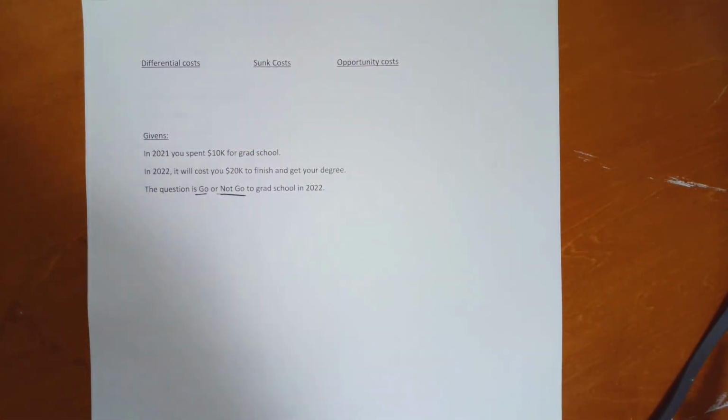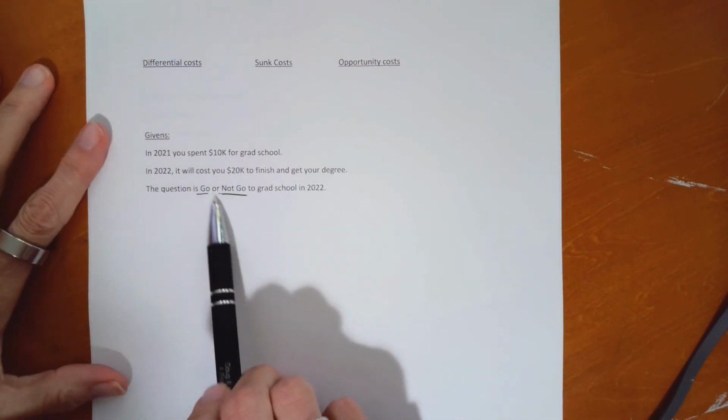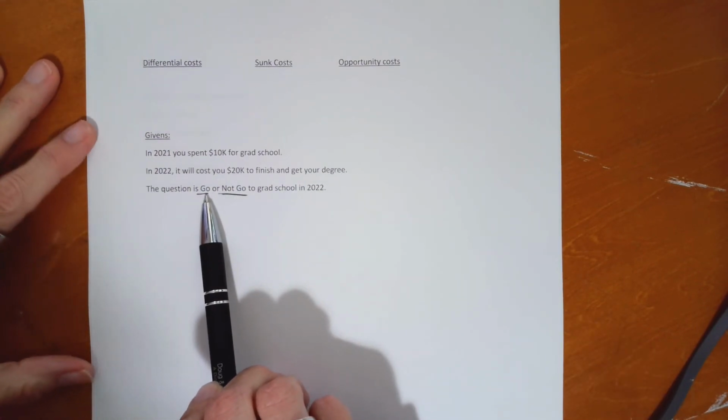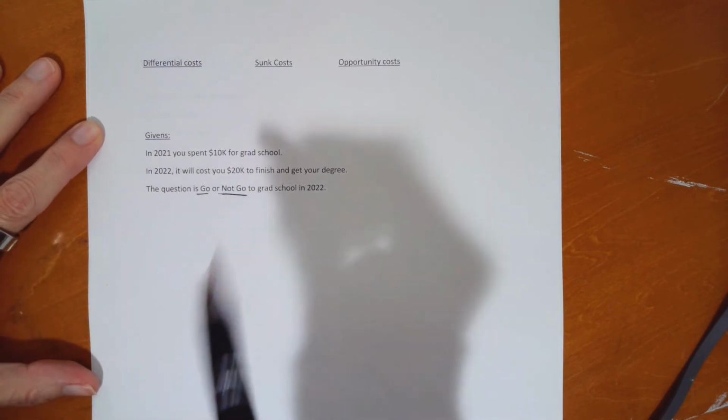Right? The whole point of managerial accounting is to give you the information to make decisions. So differential cost is just what is the difference of the cost based on, in this case, the two decision points, right? So if you go, what is the cost going to be? It's going to be $20,000.